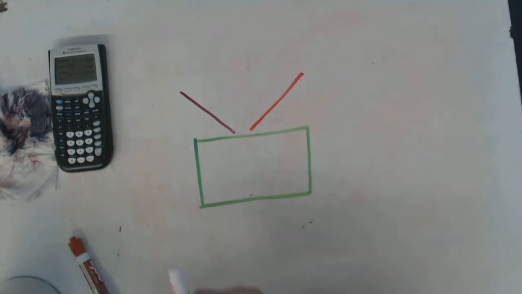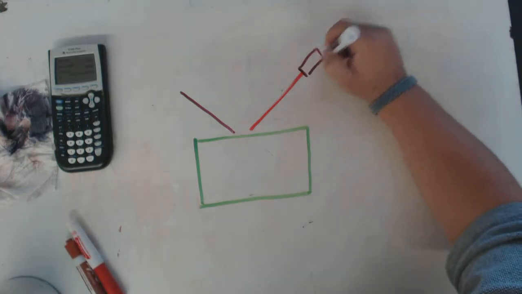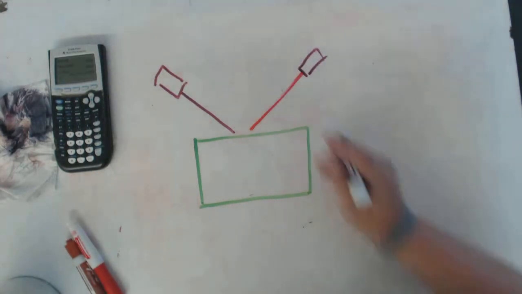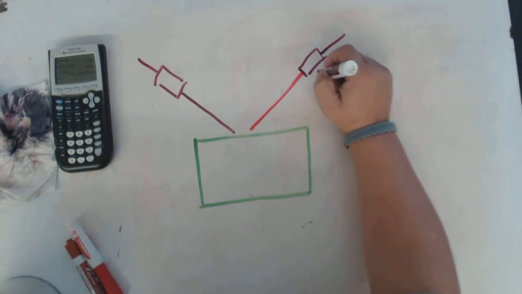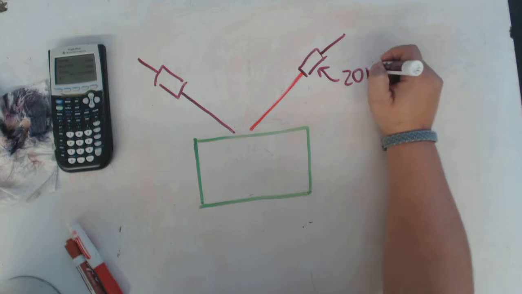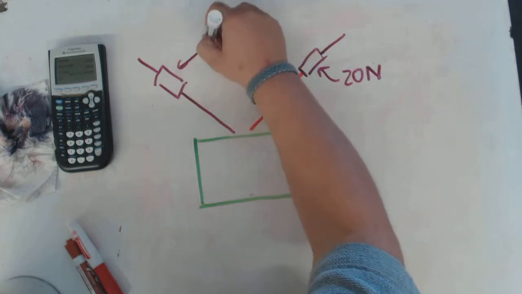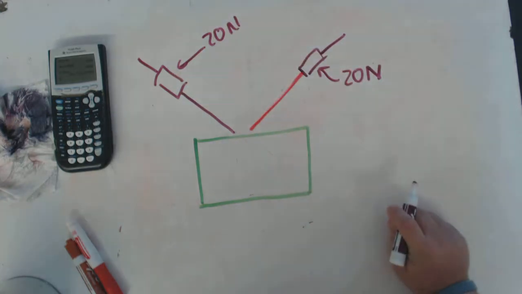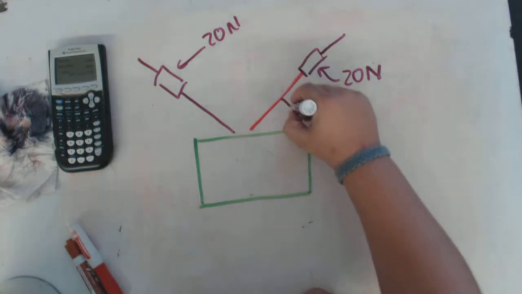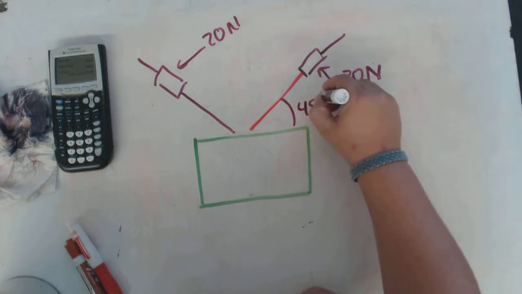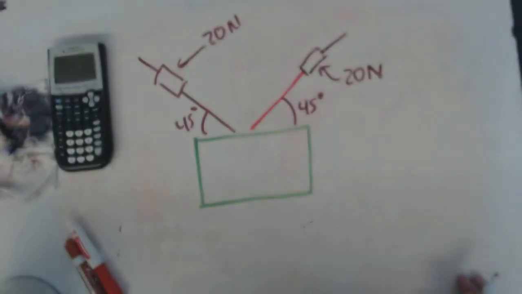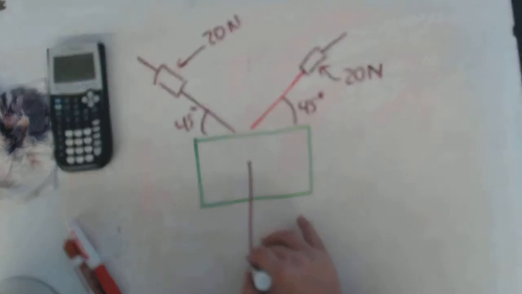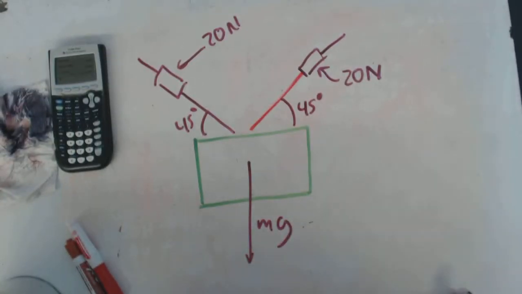Okay? So I've got wire A and wire B, and I have a spring scale set inside each one of those wires. And the spring scale is reading that the tension in the wires is 20 newtons. Okay? And I've used a protractor and I've measured that this is 45 degrees. Okay? What I want to do is determine the weight of that picture.